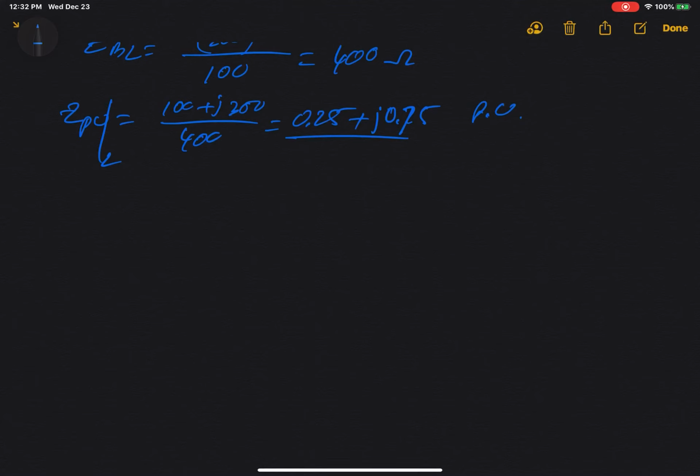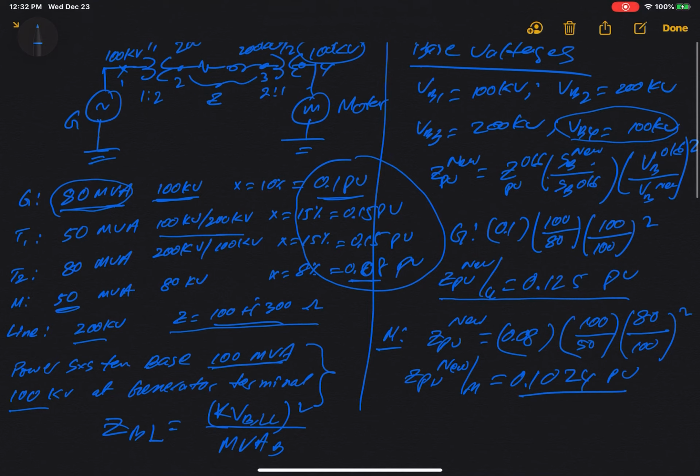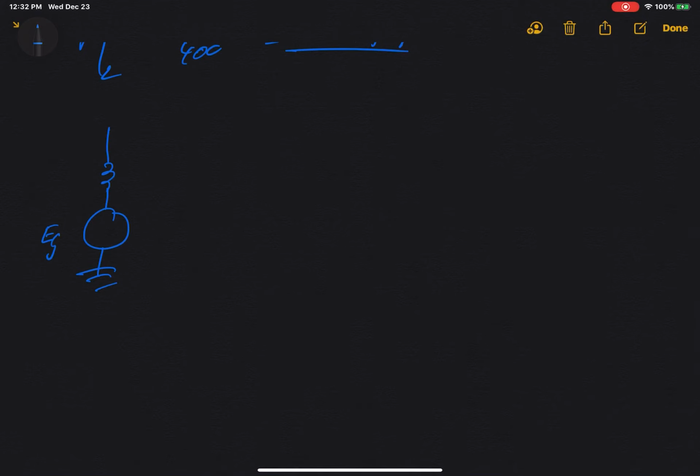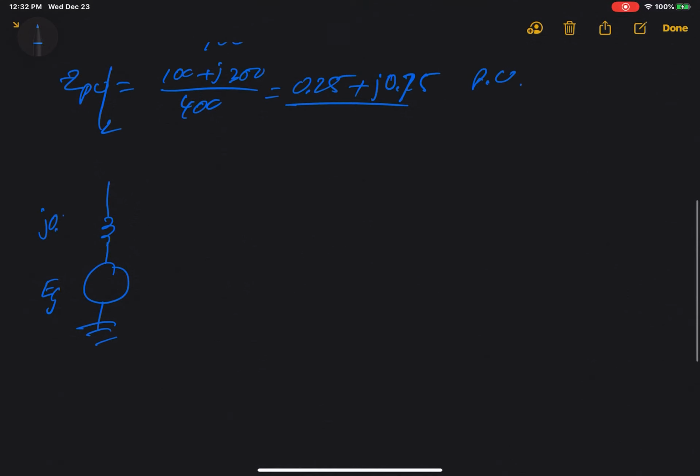So now, if I put it all together, how does it look? It will look like this. That's your EG, the generator excitation voltage. This is your transformer impedance, and we found it. The generator impedance is J0.125 per unit. Then your transformer will become an impedance here. Then you also have this line here. Then the other transformer will become an impedance over here. Your motor will become an impedance over here, and you have the back EMF for the motor.